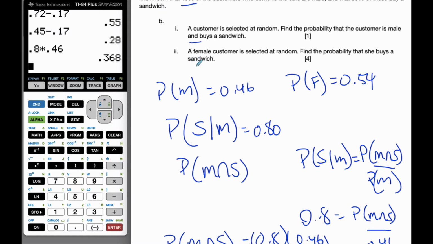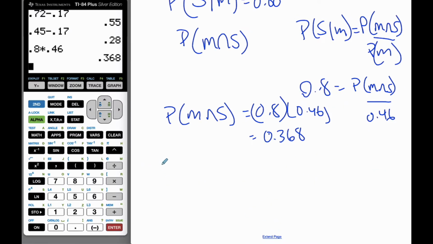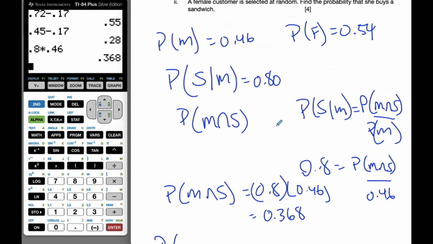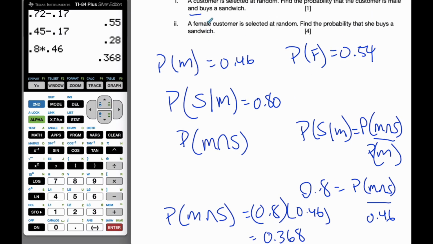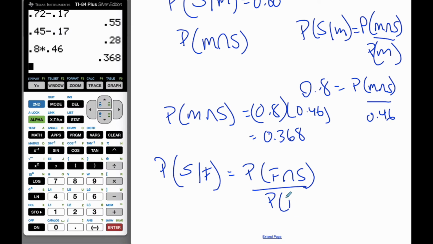The second part then says a female customer is selected at random. Find the probability that she buys a sandwich. Looking at that one, I want to find the probability that she buys a sandwich given that she's a female customer. So this is sandwich given female. Then I know it's going to be the probability of a female and a sandwich over the probability of a female.